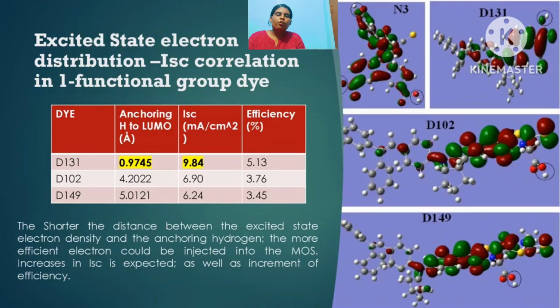So here comes the role of the anchoring hydrogen. Anchoring hydrogen is the one which is present in your functional group. In this case, we have the COOH, and the H is the anchoring hydrogen. We have to see the distance between the anchoring hydrogen and the LUMO electron density. The shorter the distance between the anchoring hydrogen and the LUMO electron density, the more efficient the electron transfer from the LUMO to the conduction band of your semiconductor.